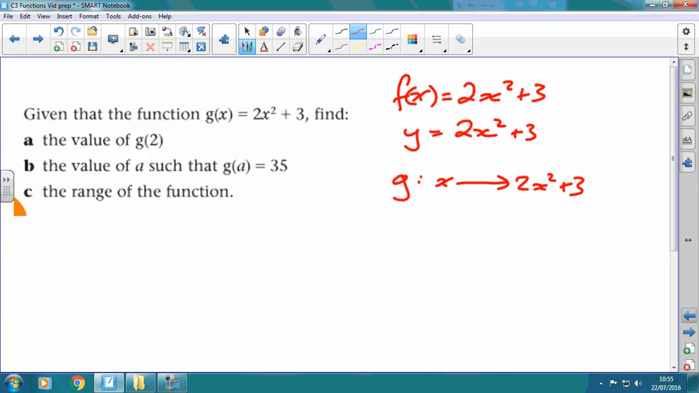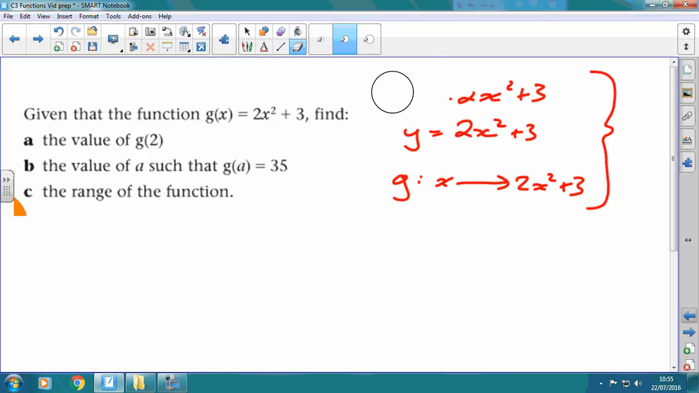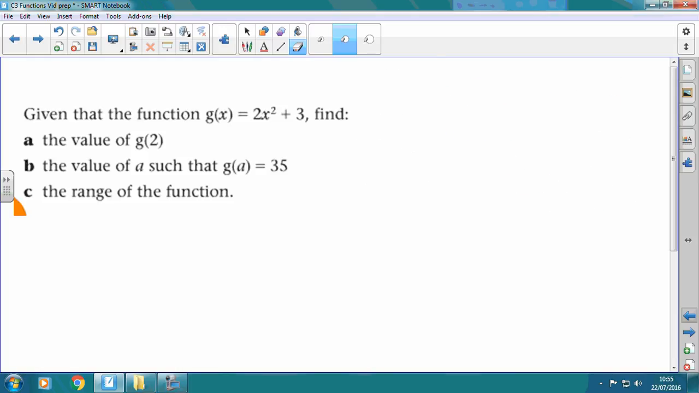And again, it means exactly the same thing. So you've got to be familiar with all these different ways of writing it down and just know they mean exactly the same thing. So for this one here, let's scrub this out. So we've got to find the value of g of 2, which means all we're going to do is substitute 2 in instead of the x.